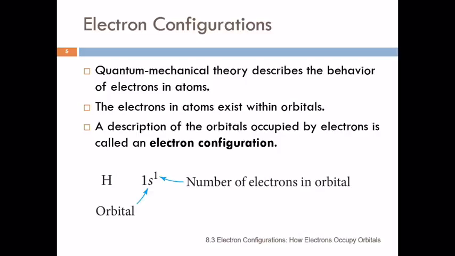For something like hydrogen, which only has one electron, the electron configuration is very simple. Here we're designating this is the principal energy level 1, the S sublevel, and there's one electron in that orbital.